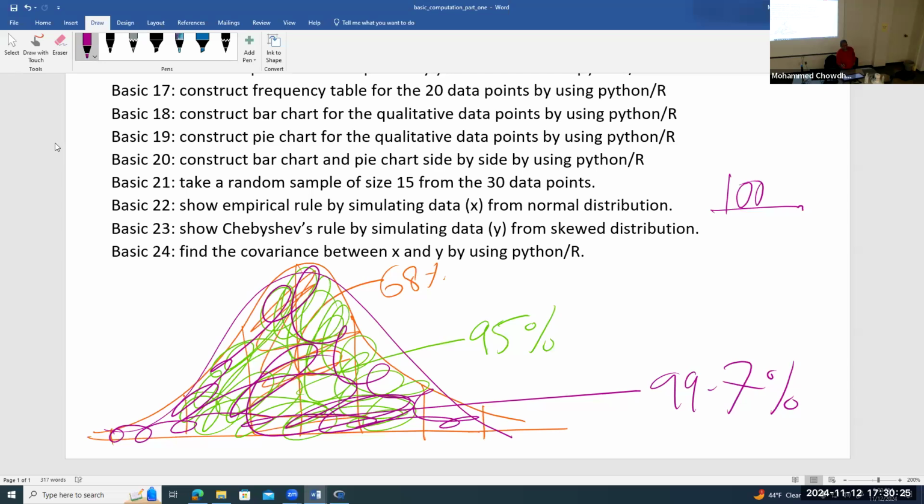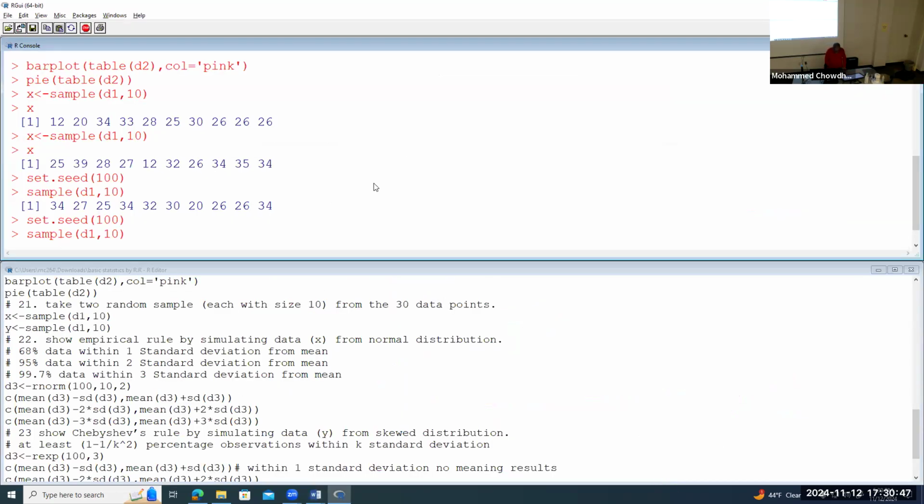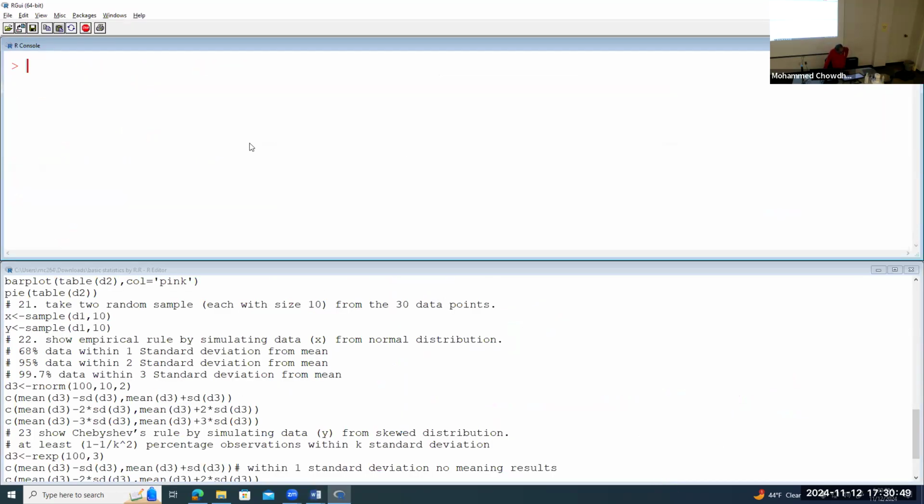So that means this is normal. And then I will compute the 2 limits within 1 standard deviation, 2 limits within 2 standard deviations, 2 limits within 3 standard deviations, and want to see whether that rule follows or not. Are you understanding, right? This is called the empirical rule. Now let me go there and do it.